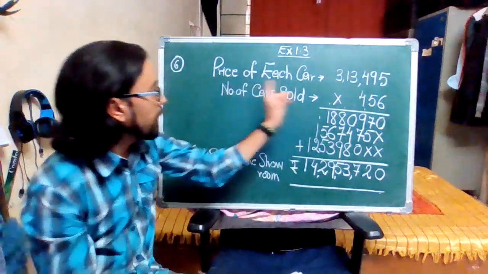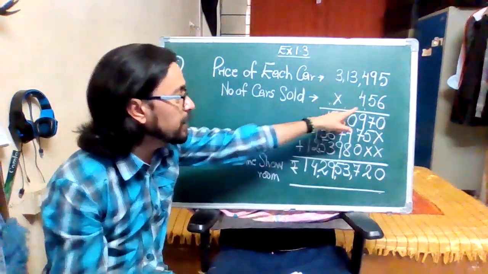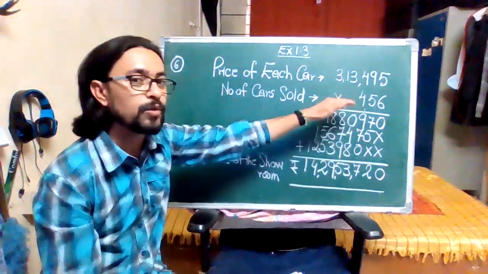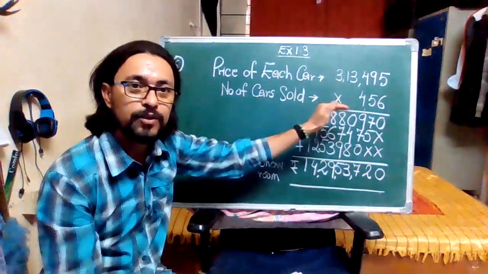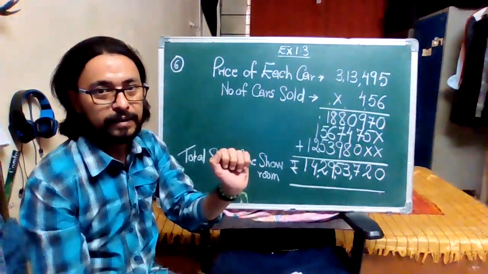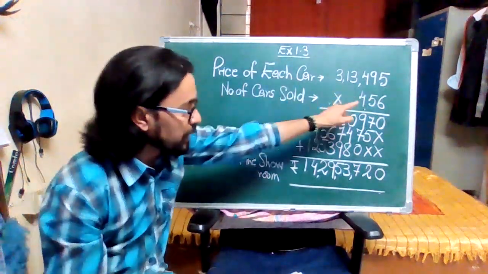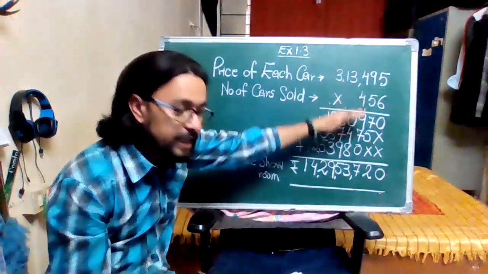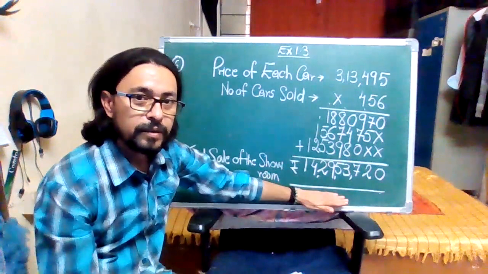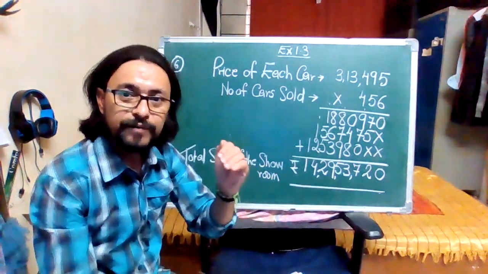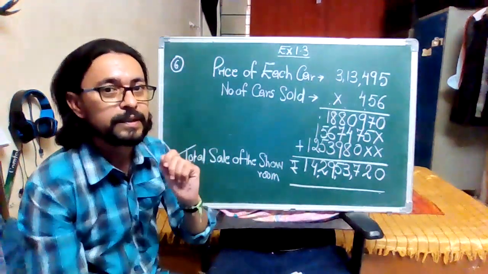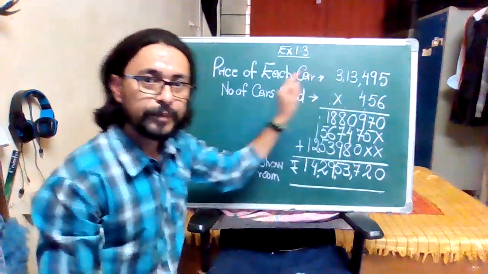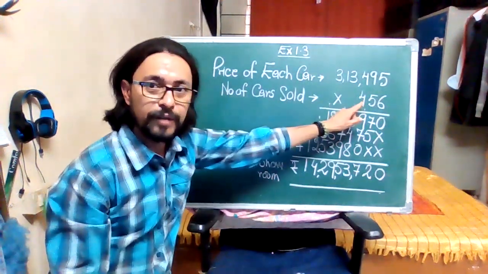Similarly, the price of one car multiplied by the number of cars that are being sold gives me the total cost of all those 456 cars that have been sold by the company. So I take the price of one car and multiply it by the number of cars sold. That gives me the total value of all those 456 cars sold. Remember, this is a word problem, so we have to use words. So I'll write price of each car, the value, then number of cars sold, 456.